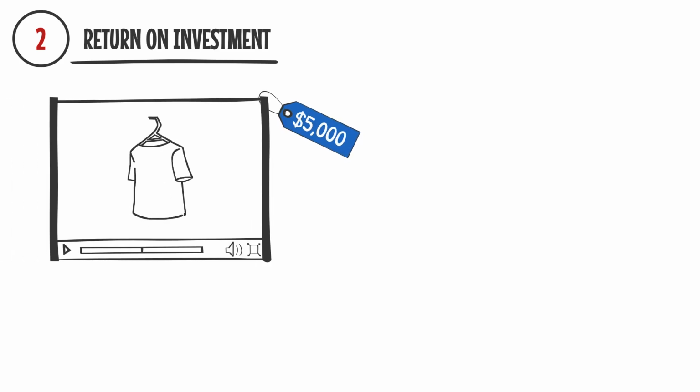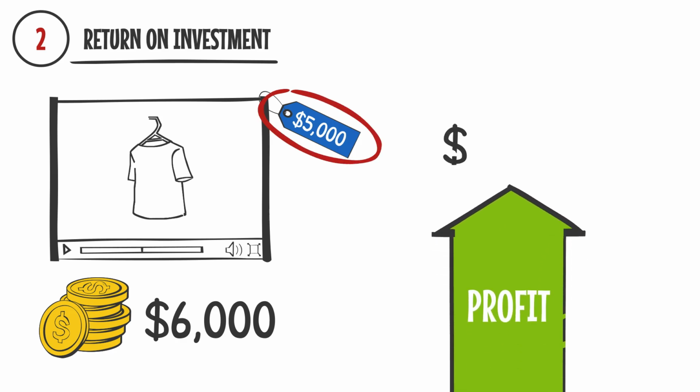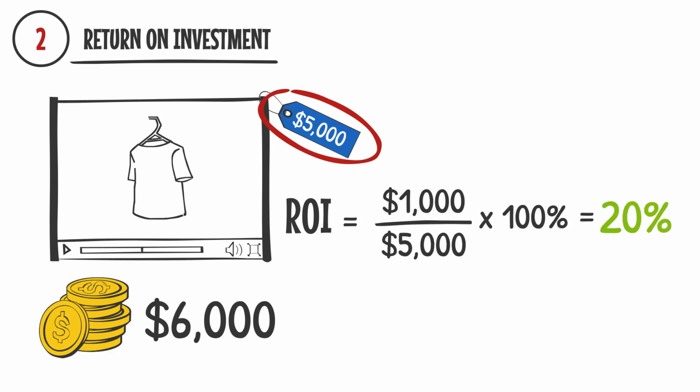For example, your company spent $5,000 on marketing to advertise its shirts. As a result, the company generated an additional $6,000 in profits from selling shirts. This profit does not yet take into account the cost of the marketing campaign. Therefore, the company has a net increase in profits of $1,000 from its original $5,000 investment. The ROI is $1,000 divided by $5,000, or 20%.